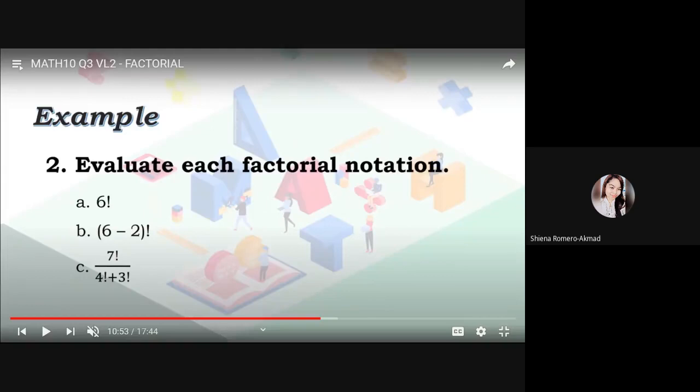How about evaluating this? You can use a calculator or you can simply multiply it using your phone, or pwede din naman mentally if you can do it. How about 6 factorial? What is the value? The answer is 720. Letter B. How about letter B?